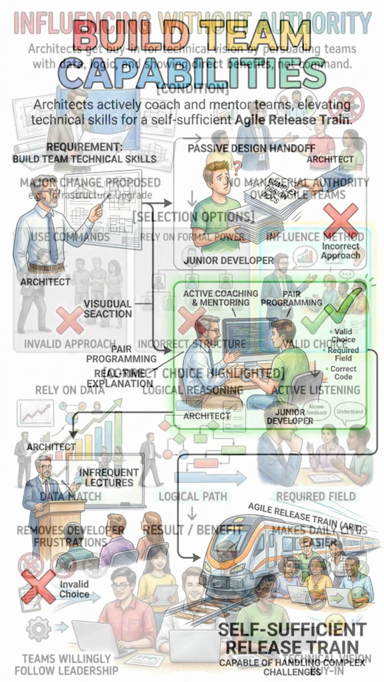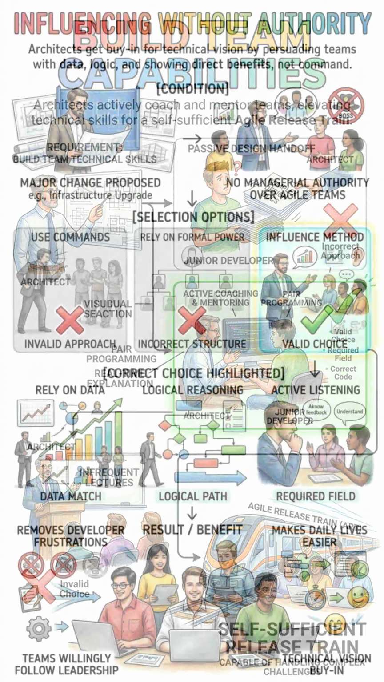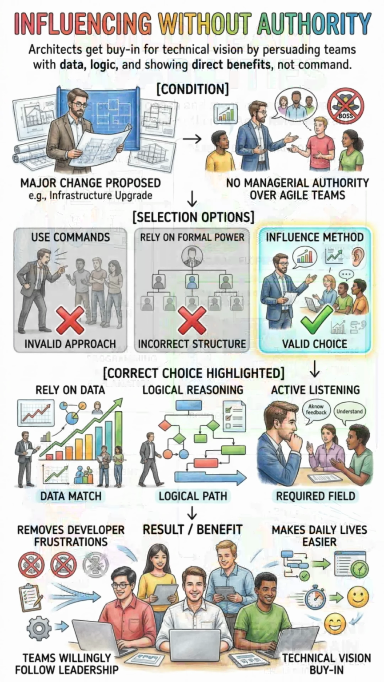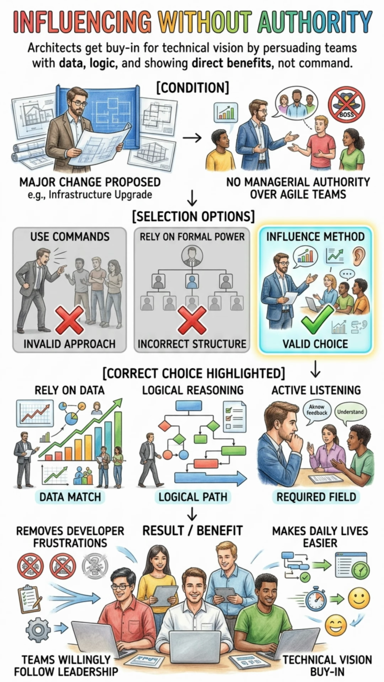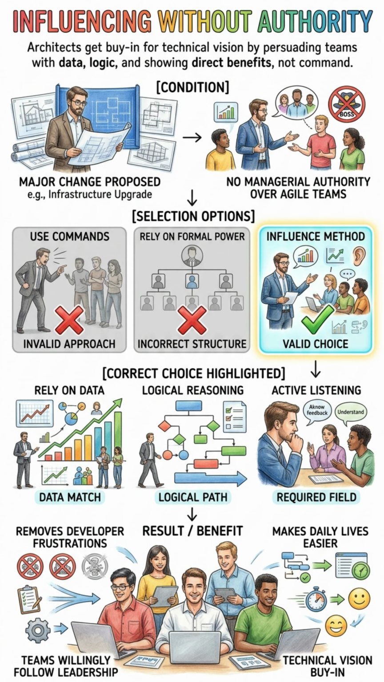Because you do not have direct managerial authority over the agile teams, you must master the art of influencing without authority. To get people on board with your technical vision, you must rely on data, logical reasoning, and active listening. When you propose a massive infrastructure upgrade, you must be able to explain how it specifically makes the daily lives of the developers easier. If they see that your architecture removes their frustrations, they will willingly follow your lead.